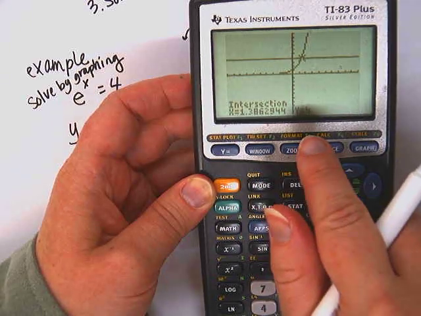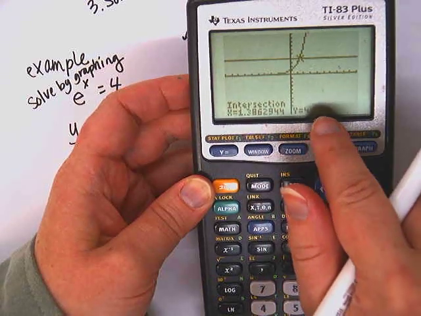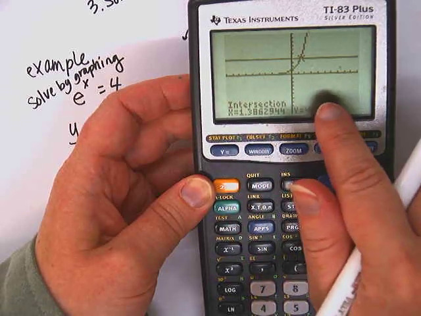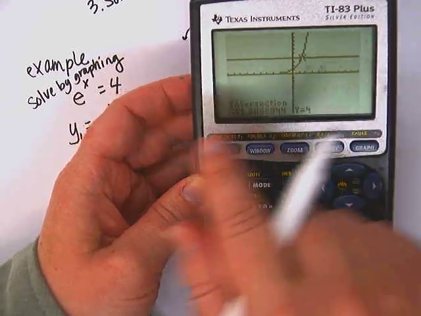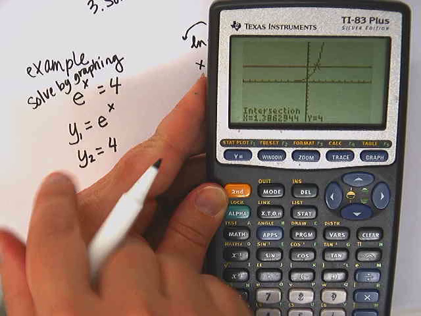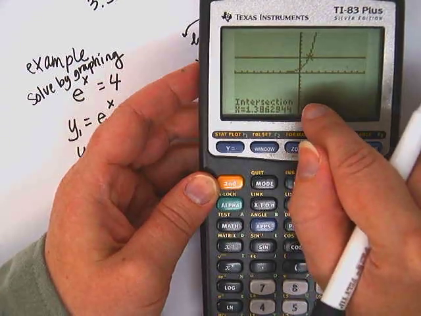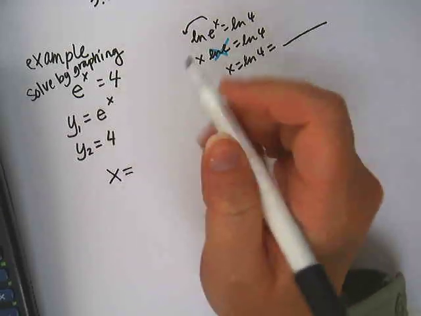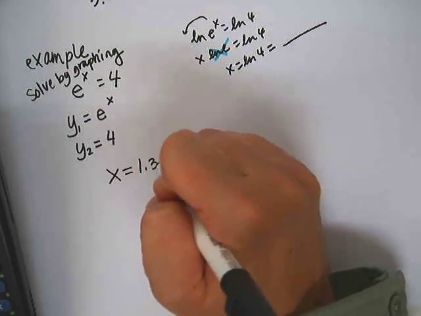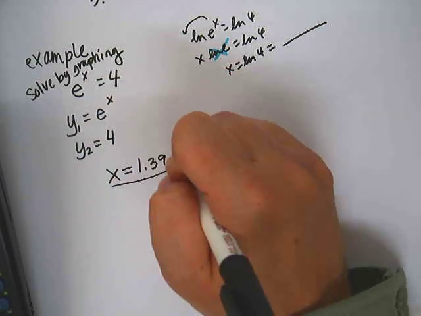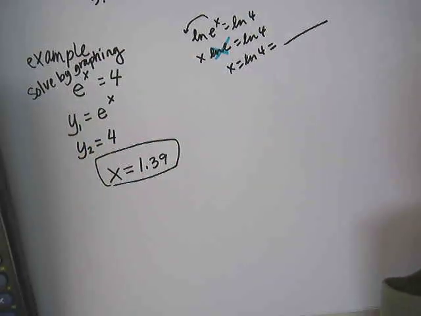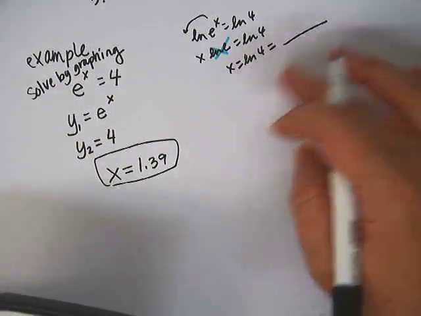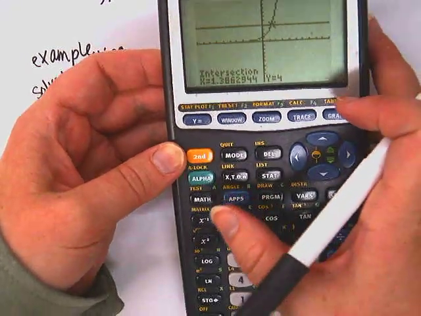It should jump right to our point, and see how the x value is 1.38629 and y equals 4. The answer is the x value. You're solving for x. The reason that y equals 4 is because that was part of our problem. So the y value in this answer doesn't make any difference because it was just part of the problem. So the x answer according to our calculator was 1.386. I'm just going to round it to 1.39.